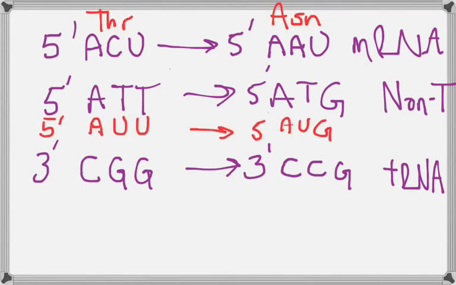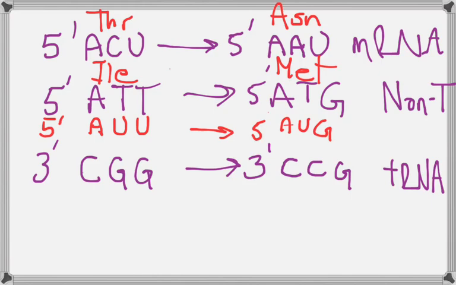AUU encodes for? What's that? Isoleucine. I-L-E. And AUG is methionine. I only know that because it's also the start codon. Devin. For the second one. So for this one?